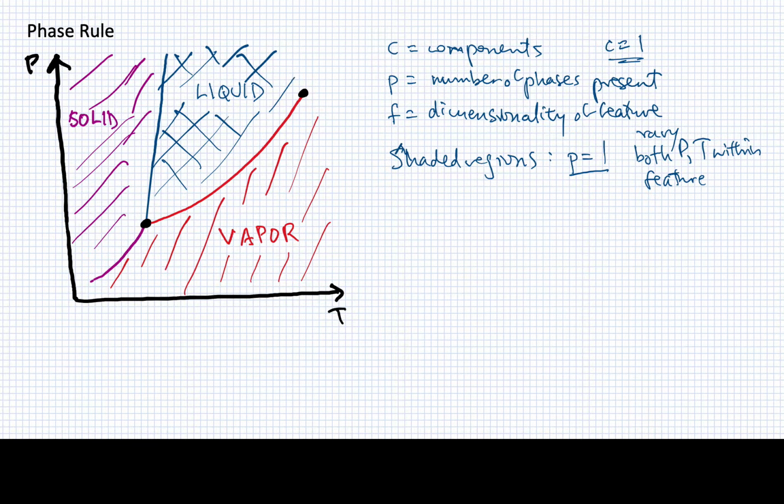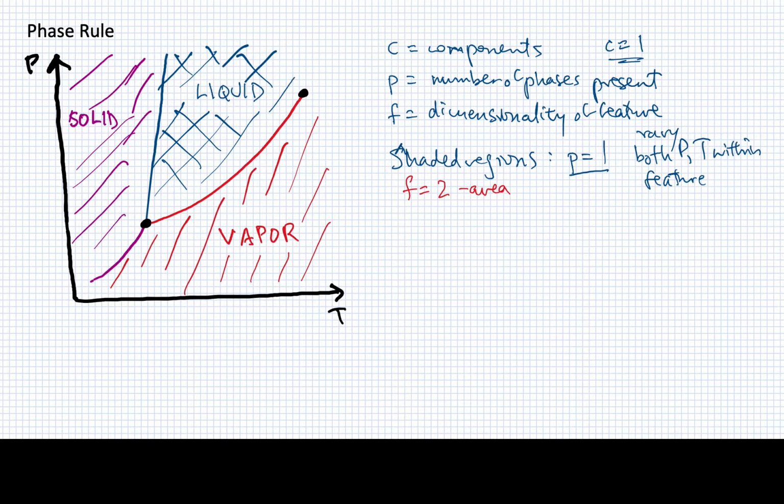All right, so that's one example of this. Now, since I can have both of these things change, I would say in this case that I would define F, the dimensionality of the feature, is equal to 2. So in other words, it is an area, so it has dimensionality of 2. All right, what's another example that I can have here?